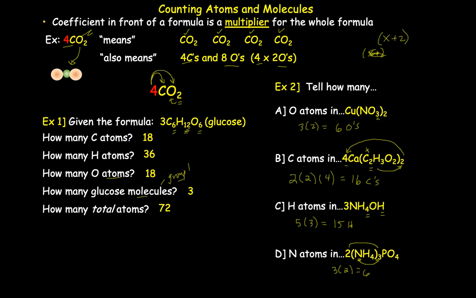Okay, so what's the summary? Summary is this. We make sure that we know that subscripts always go with the element in question. And if you have parentheses, you're going to have to watch for that multiplier. And then coefficients always multiply everything, each element in the compound. All right, so that's a little introduction on how we count atoms and molecules. This is going to be a very important skill that you're going to need to have going forward.